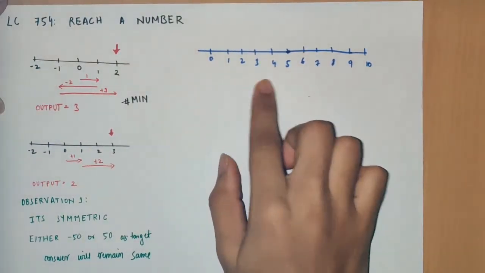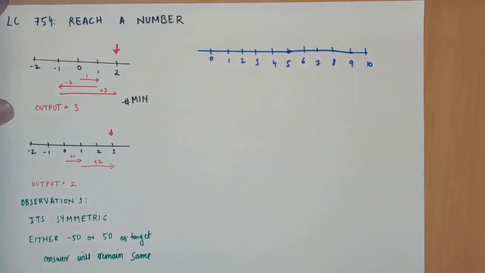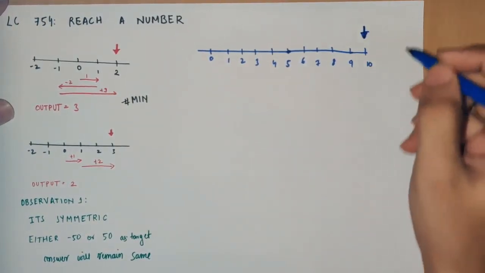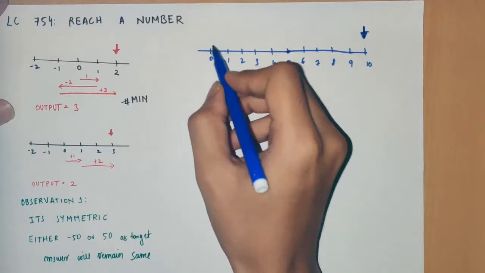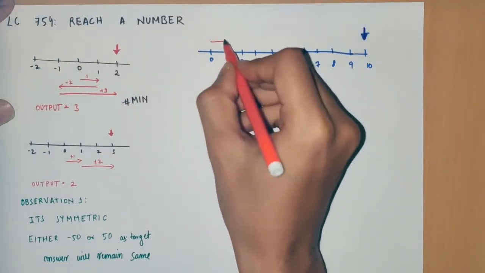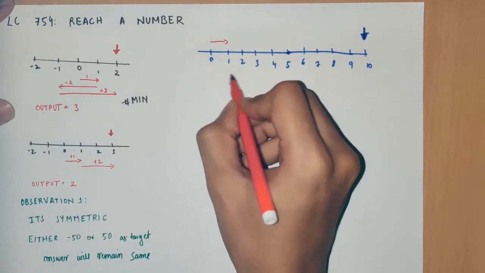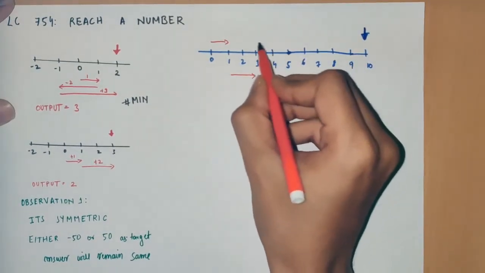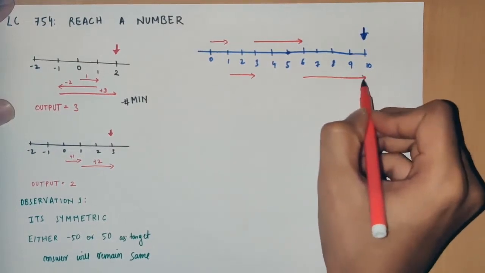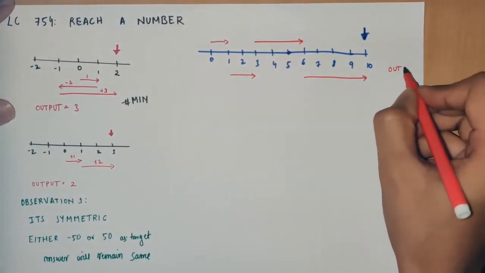Now let us consider this number line. Suppose our target is 10 over here. In the first move we can take one step. In the second move we can take 2 steps. In the third move we can take 3 steps. In the fourth move we can take 4 steps. So the output here is 4.